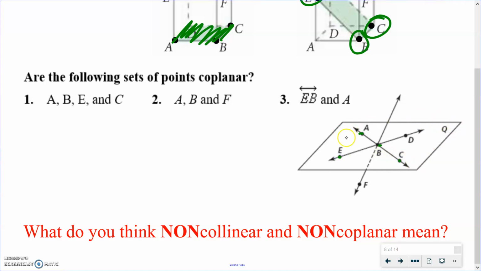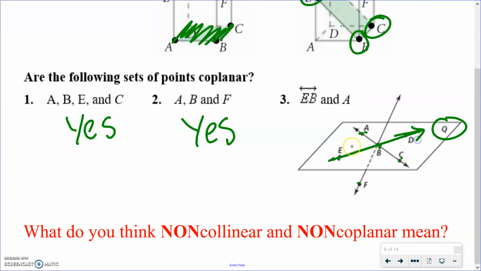Well, I can see from this diagram on plane Q, this whole big plane here, A, B, C, and E are all on that plane. So yes, they are coplanar. Okay. A, B, and F, any 3 points, so even though they're not all on this plane that's in the diagram, any 3 points, yes, they are coplanar. Any 3 points are coplanar. Okay. Line EB, that line there, and point A, also coplanar because they all lie on Q.